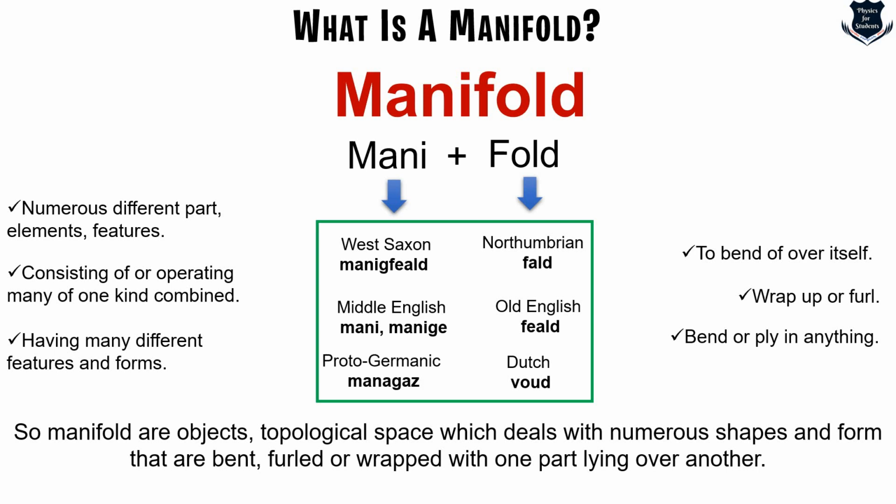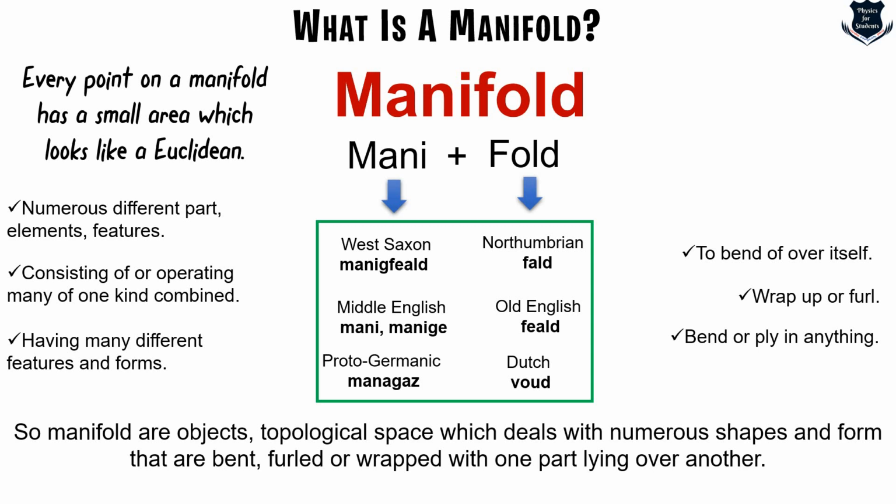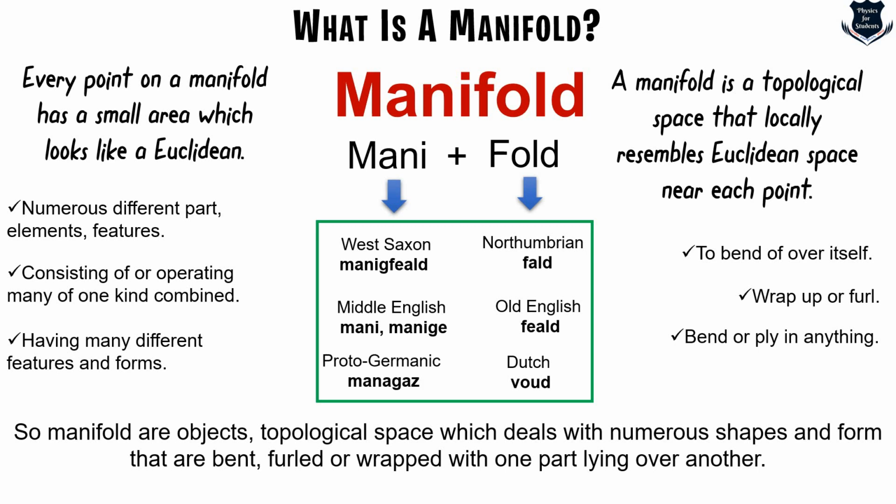Now let us be a little more mathematically precise and see what it actually means. Every point on a manifold has a small area which looks Euclidean. A manifold is a topological space that locally resembles Euclidean space near each point. That means it is a structure which will have some area which locally looks Euclidean, which means we can use school-level geometry, or Euclidean geometry, there.